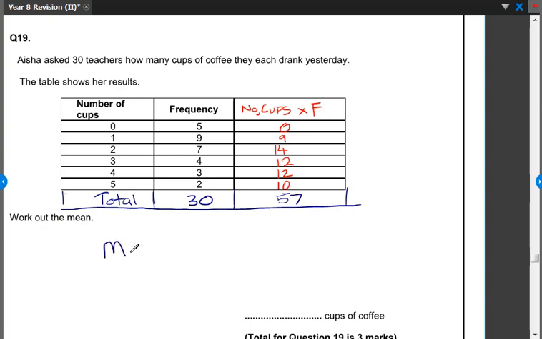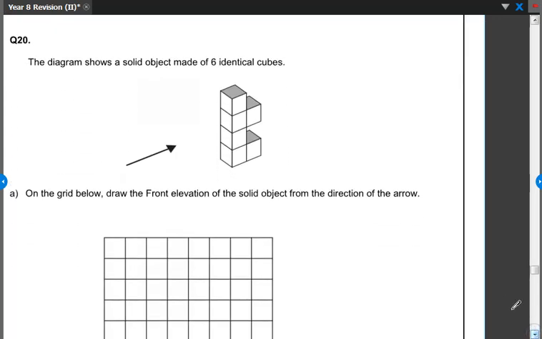So the mean is 57 divided by 30. Well, 57 divided by 3 is 19, so if you divide by 30, it's 1.9. So the mean is 1.9. All right, we're moving forward.